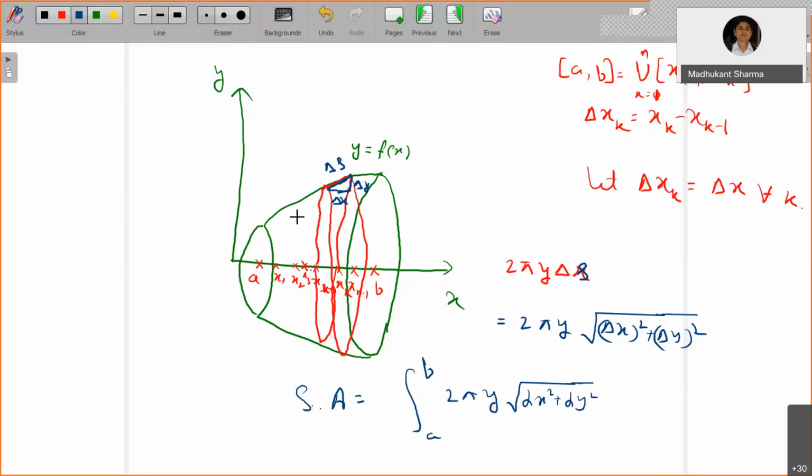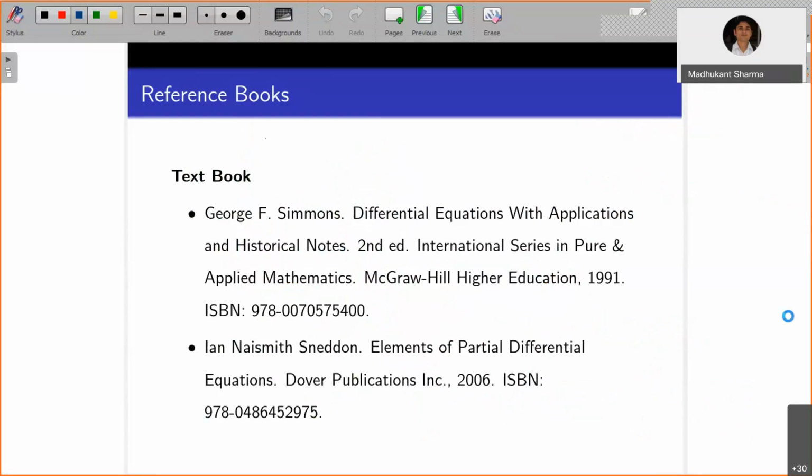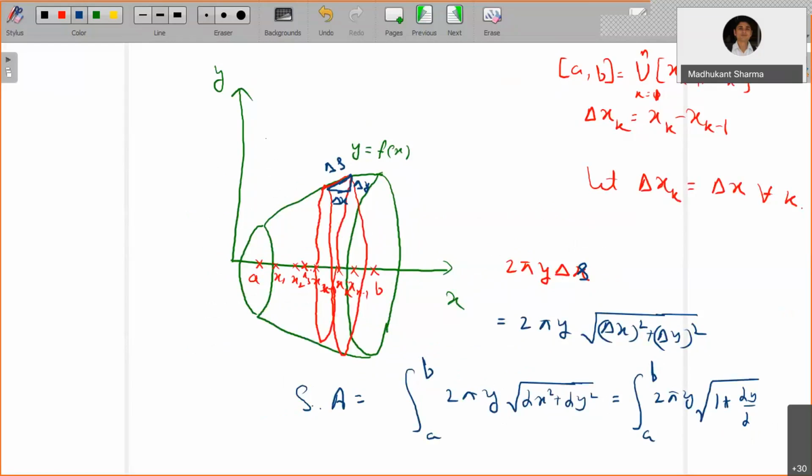And when you have revolving about the y-axis, you will see that that's going to be 2 pi x, because you are going to take x as a function of y. Now you can further write in the form of integration from a to b, 2 pi y times square root of 1 plus dy by dx whole square, dx. Because you are going to integrate with respect to x, you know that y is a function of x.